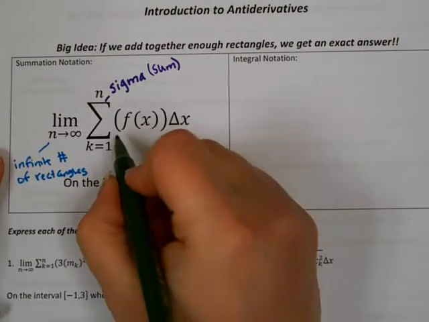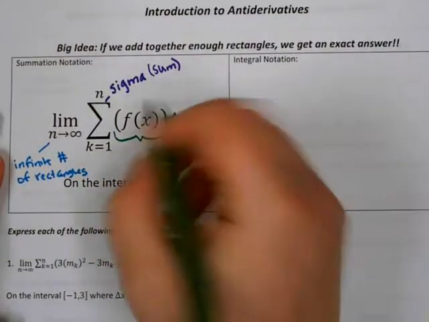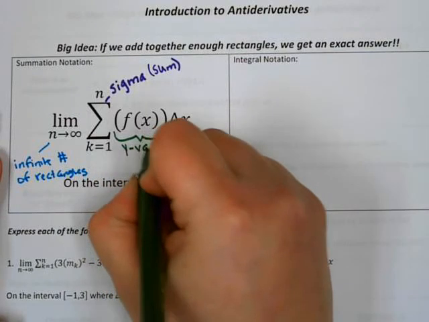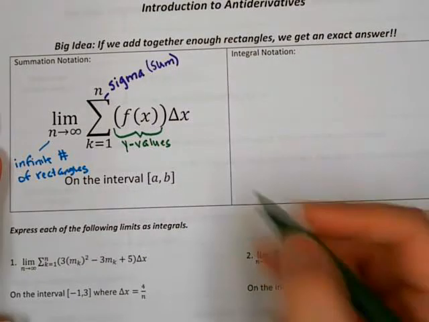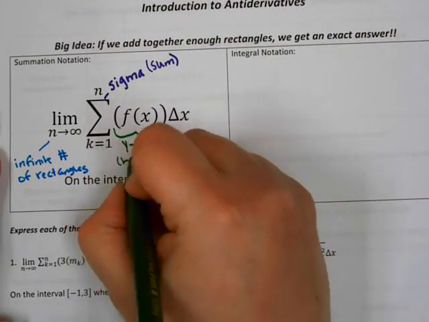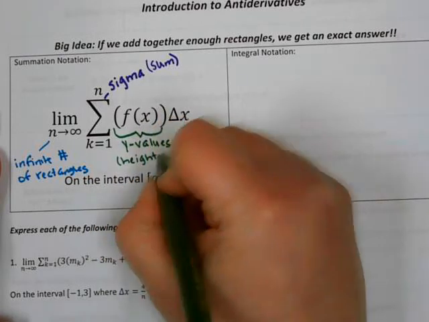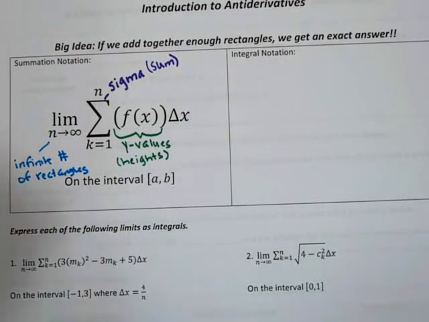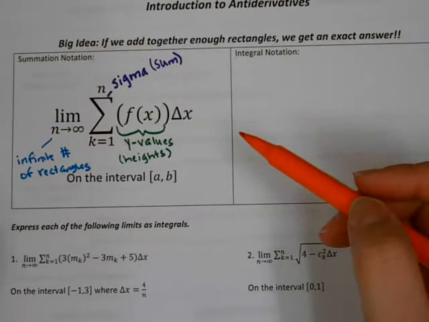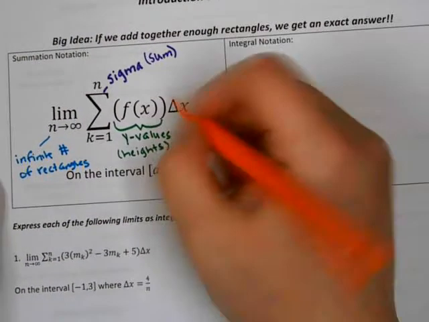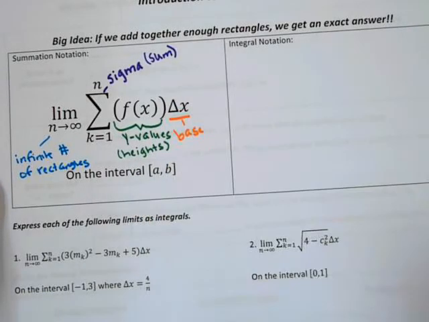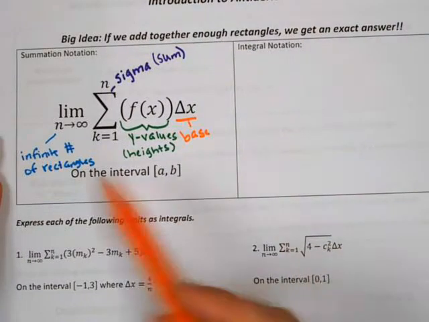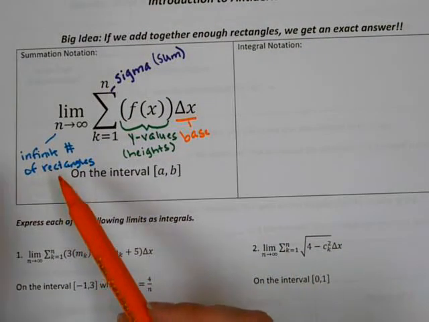f of x is our function, so that gives us our y values. When we looked at those approximations before, we said that the y values give us the heights of our rectangles. And then we also know that delta x is just giving us the base of our rectangles. We want that to be super, super small because we want this infinite number of rectangles on this interval.